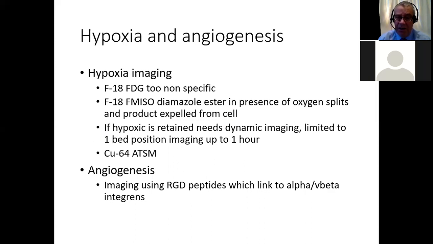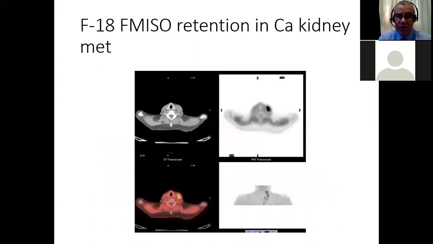But if it's hypoxic, then the substance doesn't break down, it stays in the cell, and you can image it at around 1 hour. Again, we can't really do the whole body, we can just do bits of the body. You can also use a copper-64 agent called ATSM, which is very similar. People have tried to look at angiogenesis, and they have this thing called an RGD peptide, which links to the alpha-v beta-3 integrins, which are part of the EGF system, but they've not really taken off.